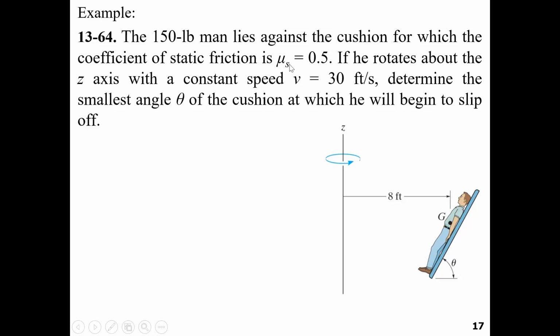You have coefficient of static friction as 0.5. And as this rotates, you could change this angle. The speed of the guy is constant, 30 feet per second on this circular path. You want to find the smallest angle of the cushion at which he will begin to slip off. So technically, you want an angle when this guy, you can visualize if this goes too fast, the guy could slip off and just kind of shoot outside, right?